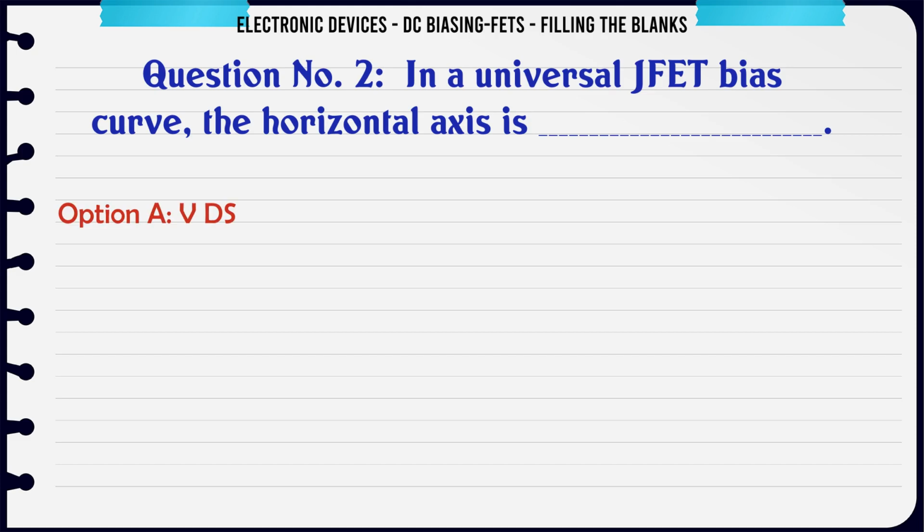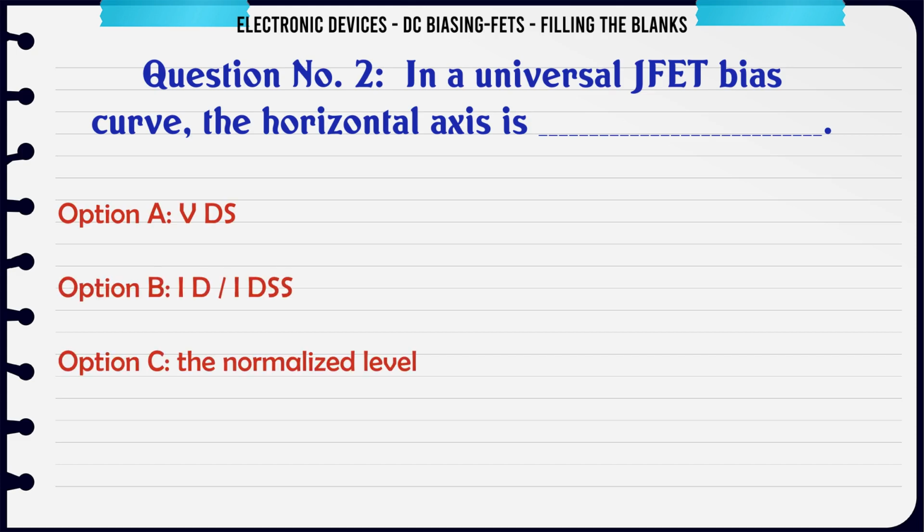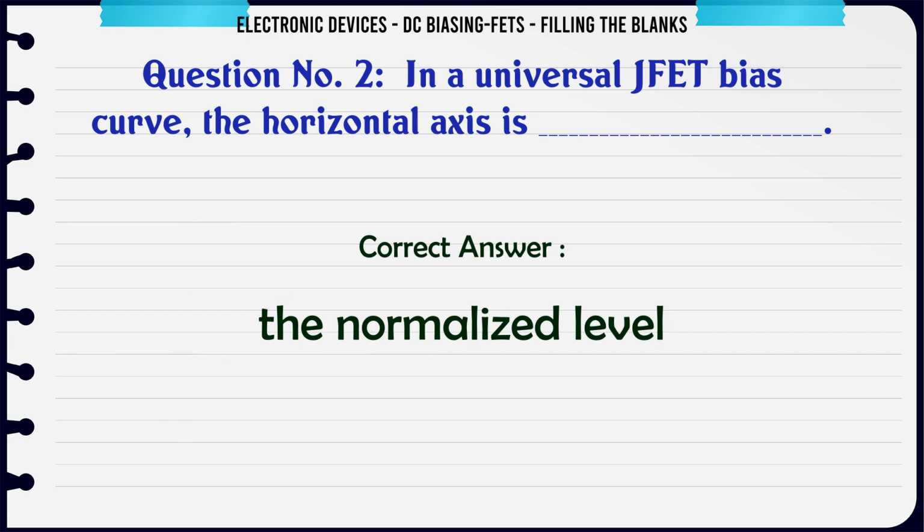In a universal JFET bias curve, the horizontal axis is A. VDS. B. IDSS. C. The normalized level. D. VGS. The correct answer is the normalized level.